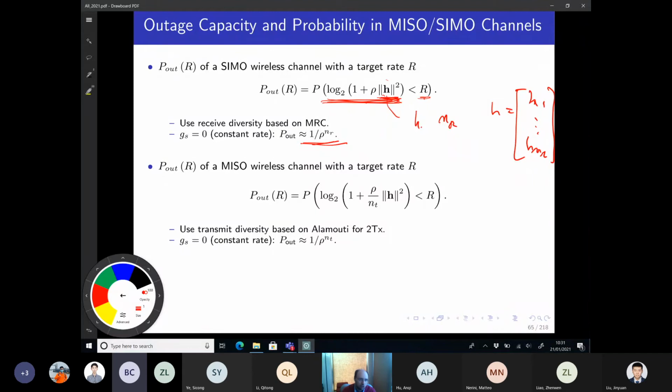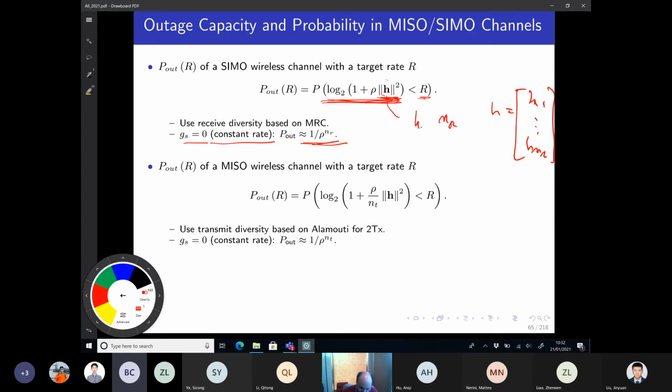So this is again if you have a constant rate, if you have GS equal to 0, and this is reminiscent of what we have seen with the error probability. With the error probability, we saw that if you do maximum ratio combining, your error probability with a fixed rate, with let's say QPSK transmission, will decrease as 1 over rho to the power nr. Here, what it says is that even more from an information theoretic perspective, if you like, your outage probability will decrease like this.